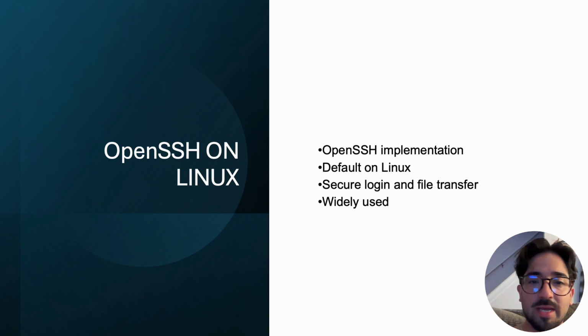OpenSSH is the most widely used implementation of the SSH protocol on Linux systems. It is included by default in many Linux distributions and provides a secure way to log into systems remotely, transfer files, and execute commands. OpenSSH uses strong encryption methods to protect data during transmission. Because of its reliability and security, it is the standard tool used by system administrators to manage Linux servers remotely.